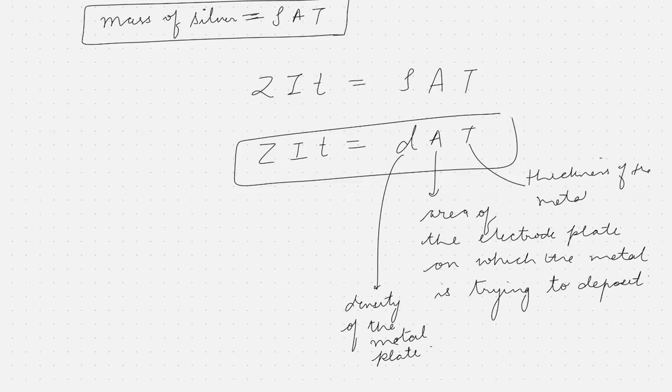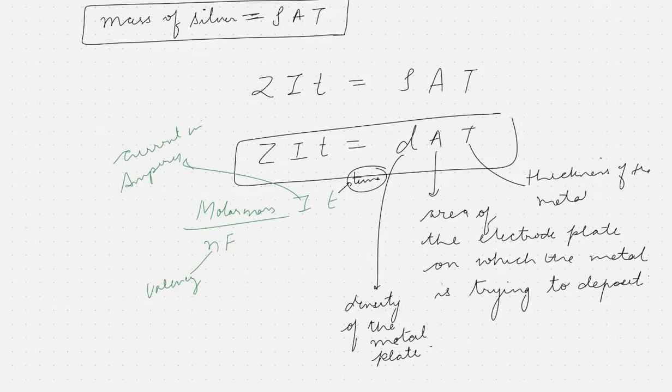Z is what? Z we learnt as the molar mass of the metal upon n into F. n is the valency of the metal. I t, where I is the current, which has to be in amperes. And small t here is going to be time. Am I right or not? Got the point or not? So that is the idea we have.